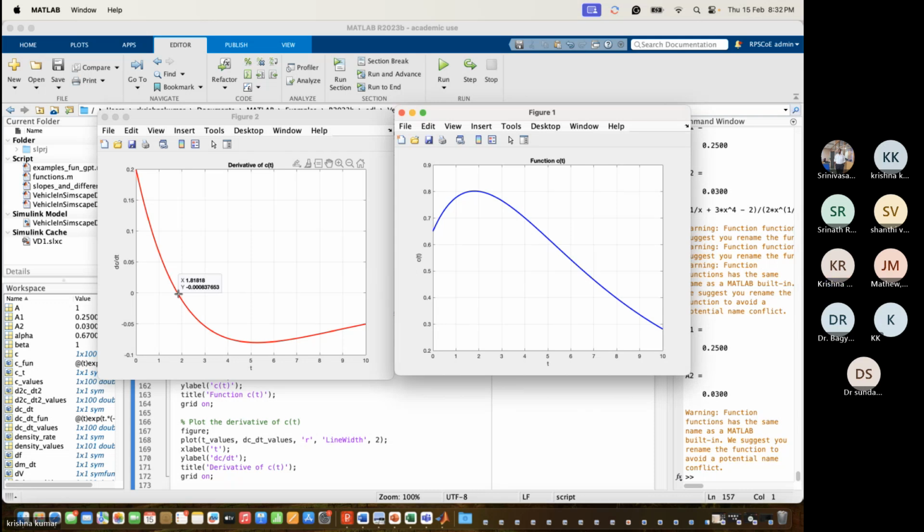Clear? Yes, sir. Okay. So this is first thing very clear. The slope is positive first, and then it goes to negative. Right.